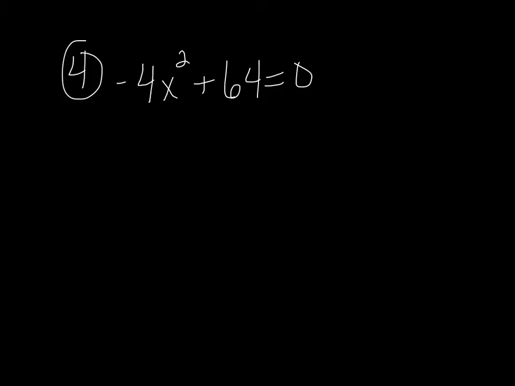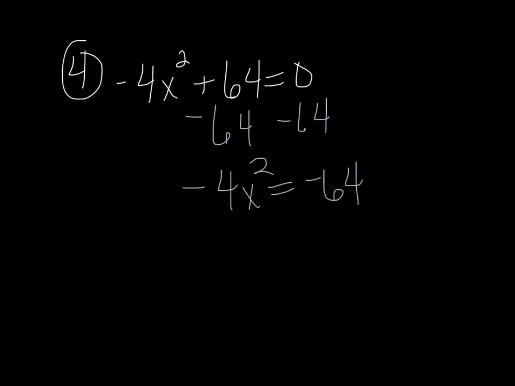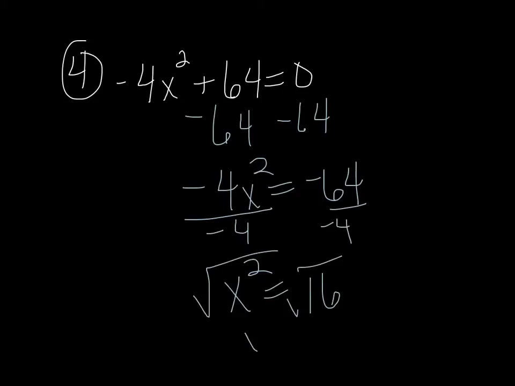All right, next one. Again, get the x squared by itself. So I'm going to subtract 64. So I have negative 4x squared equals negative 64. Divide by negative 4. So x squared equals 16. Take the square root, and x equals plus or minus 4.